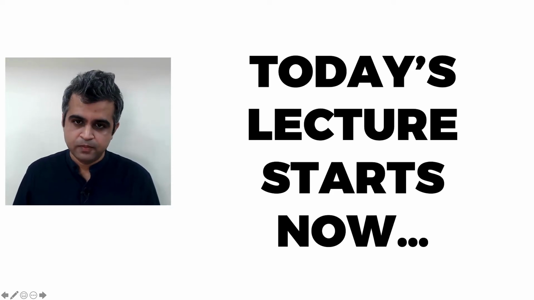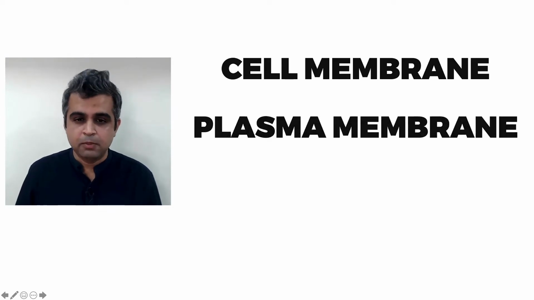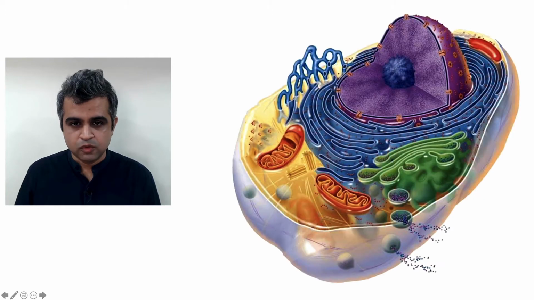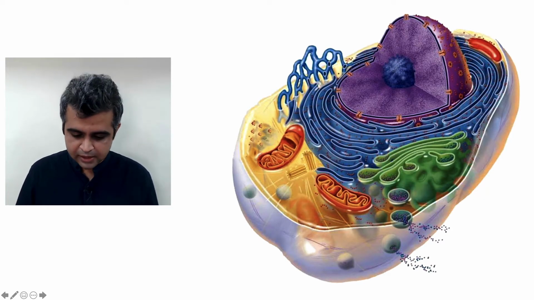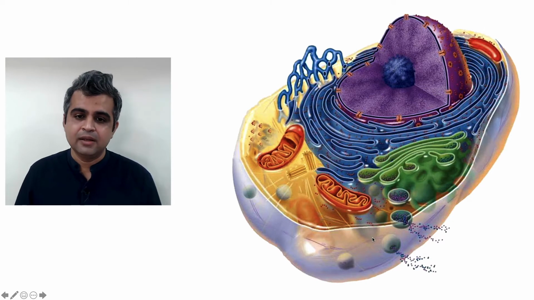today's lecture. So as I said, today's lecture is about the cell membrane, the plasma membrane, also called the plasmalemma. So if you were to see an animal cell or a plant cell, the outermost bluish whitish thing that you see here is the plasma membrane, and that is what we are going to talk about today.